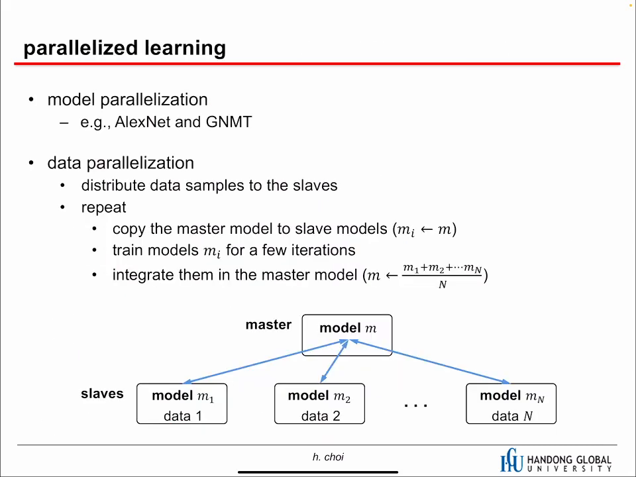And another one is parallelized learning. Basically, there are two different parallelizations. First one is model parallelization, and the second one is data parallelization. So the model parallelization is not as simple. To use this model parallelization, we have to implement a learning algorithm in a different way. So it's not the simple approach. For example, AlexNet used model parallelization, and Google NMT, neural machine translation, used model parallelization.